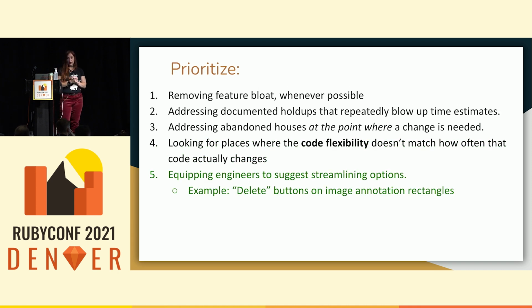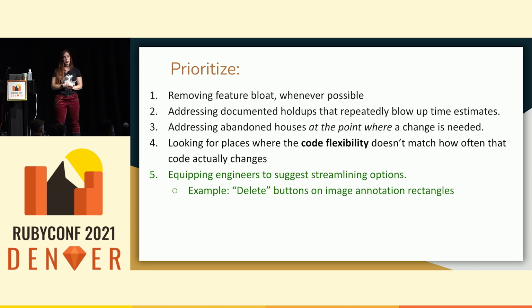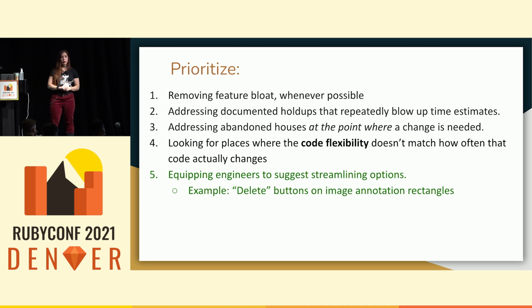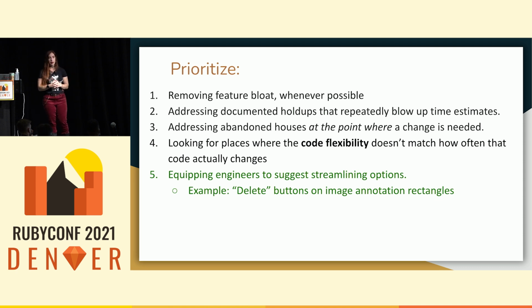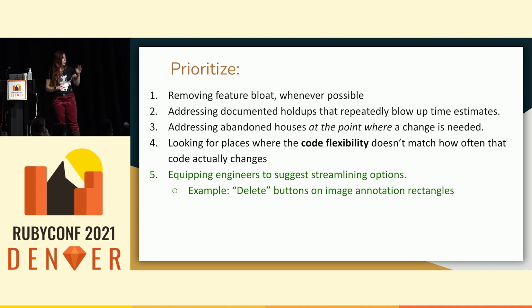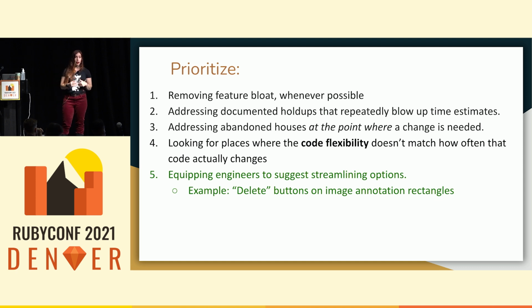And finally, equipping engineers to suggest streamlining options. So somebody mentioned this one inside of the other examples column on our Easy Retro. Essentially, being able to have a conversation with product about exactly what the feature needs to do and whether there might be a simpler way to do it compared to the given approach. The reason that this one is number 5 is that this one does tend to take a fair amount of upfront investment, not necessarily in the code itself, but in your relationship with product and the trust in that relationship.